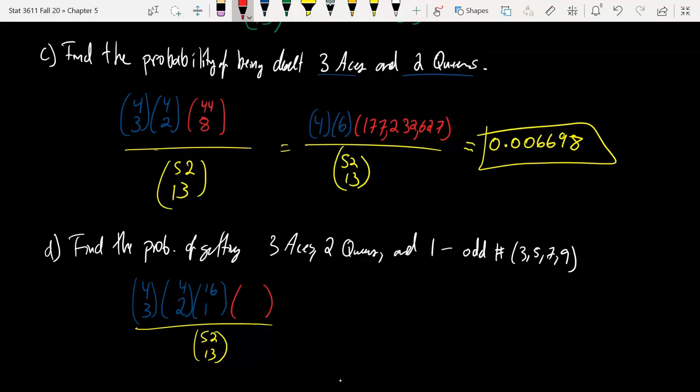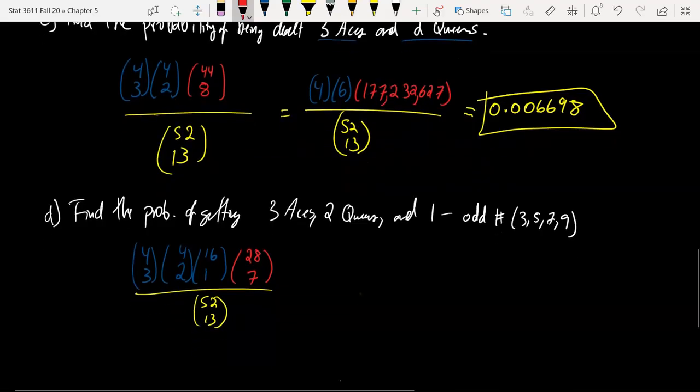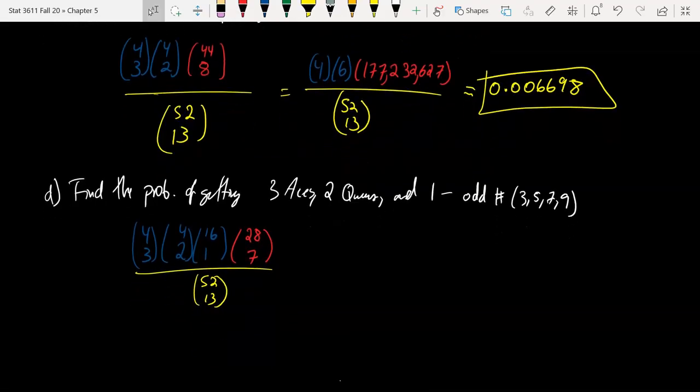Now, how about our failures? Well, we got a hand of 13, and we've got 3 plus 2 plus 1 cards that are 3 aces, 2 queens, and 1 odd number. So we've already chosen 6. So we would need 7 other cards to be considered from the other set of hands. And what's left over? Well, of the 52, you're not getting any more aces, so subtract 4. You're not getting any more queens, subtract 4. And you're not getting another odd number, so subtract 16. So you're going to choose 7 from the 28.